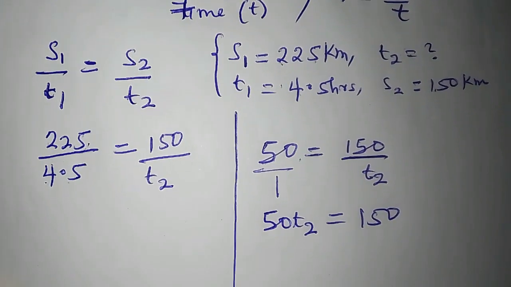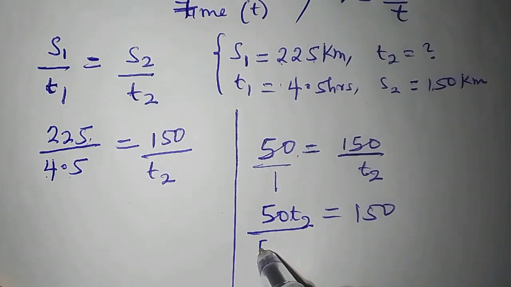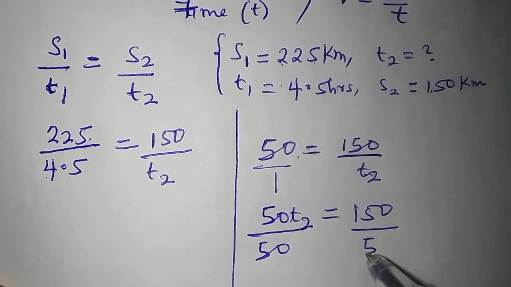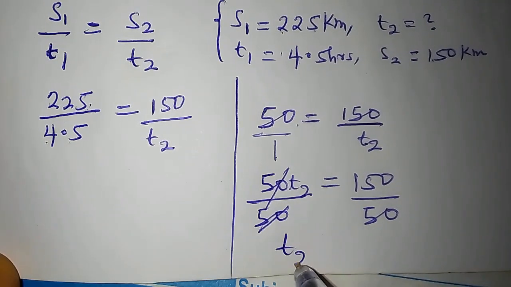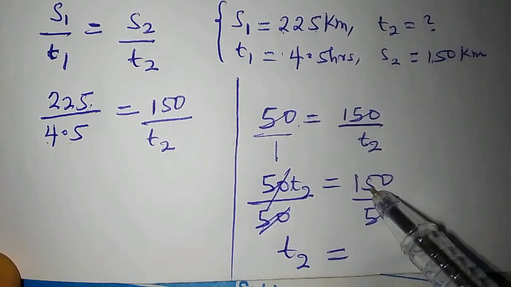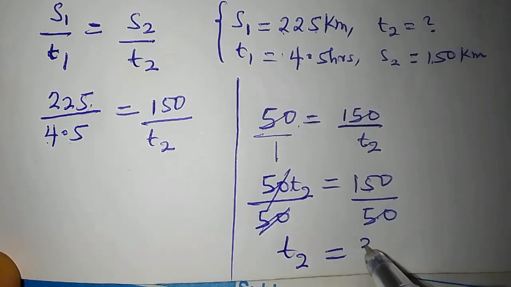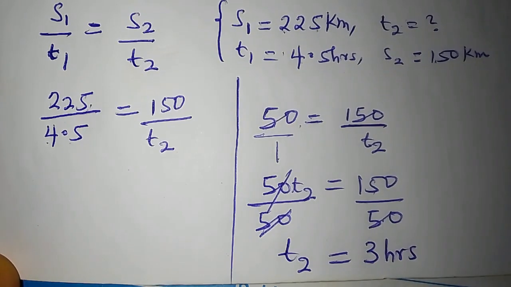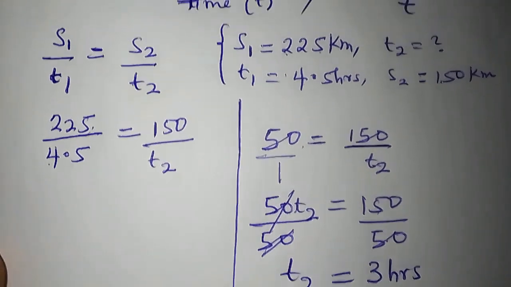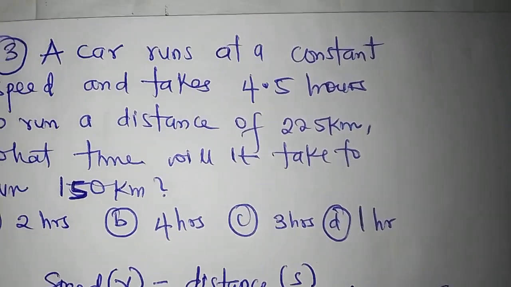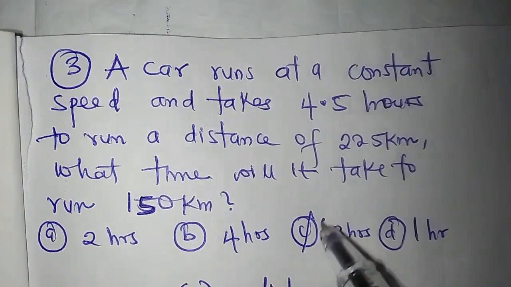I will divide both sides by 50. 50 cancels 50. So my T2 is now equal to 150 divided by 50, which is 3. That's 3 hours. So it will take 3 hours to cover a distance of 150 kilometers. And these 3 hours I can see as option C.